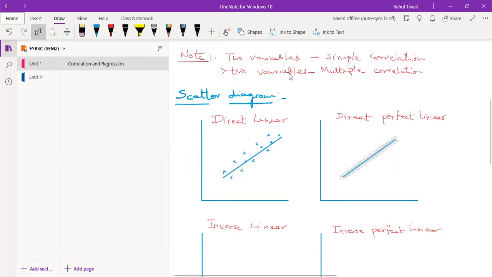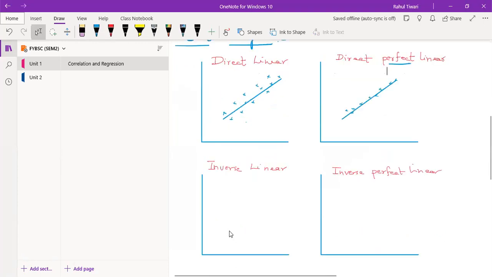and these points, these points are very near to this line. That's why its name is perfect linear. Why is it called perfect? Because the majority of the points are on the line. Can I do it similarly for inverse linear?